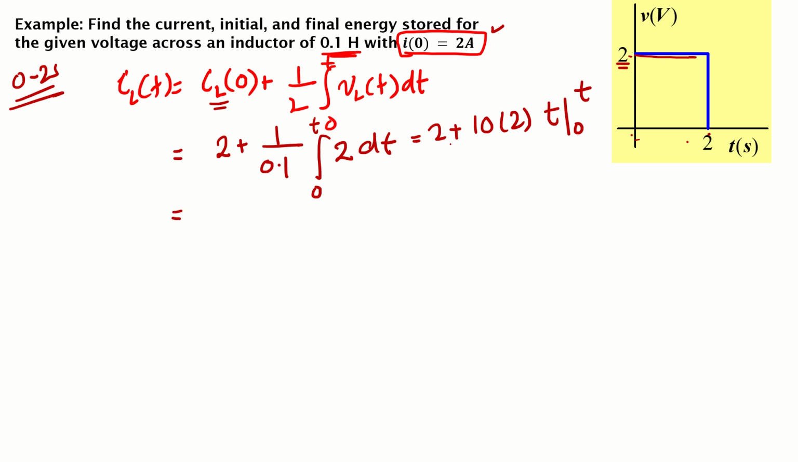So if we simplify this, that will become 10 times 2, 20. And the upper limit t minus the lower limit 0, so t minus 0 becomes t. So I can write this as 2 plus 20t. So that is the current for this case.